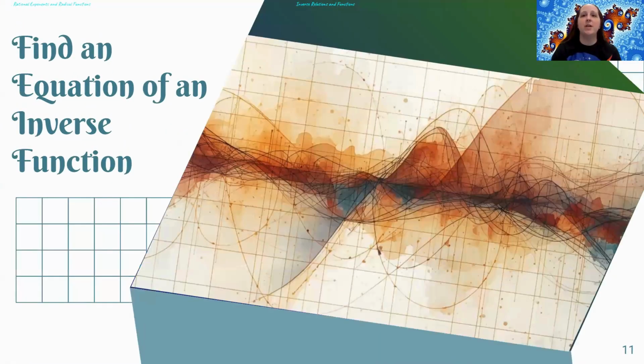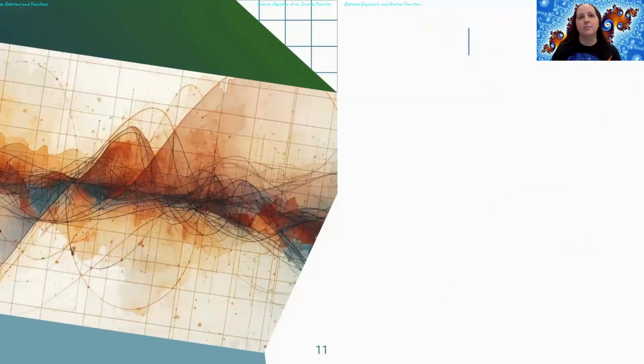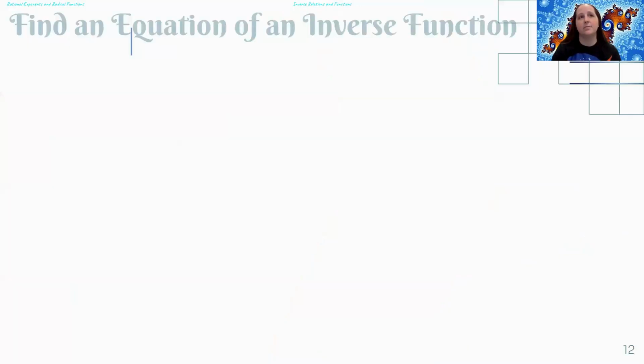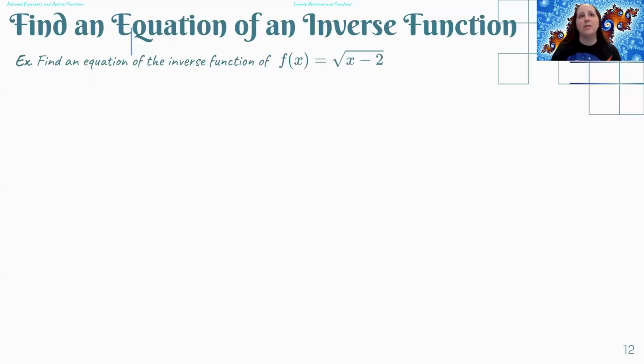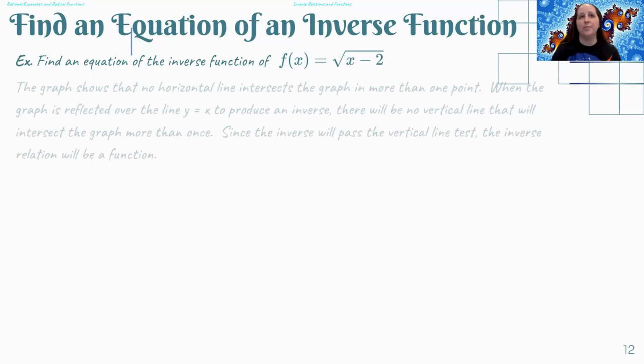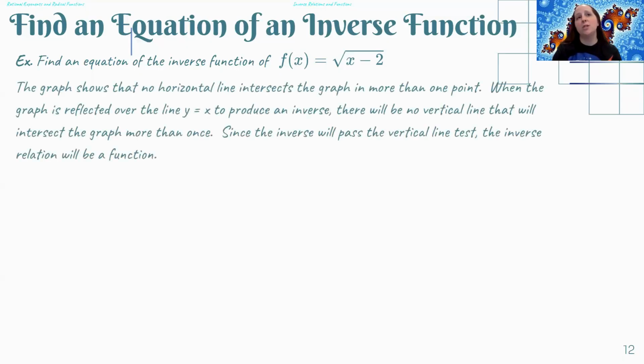Find an equation of an inverse function. Find an equation of the inverse function of f of x equals the square root of x minus 2. The graph shows that no horizontal line intersects the graph in more than one point. When the graph is reflected over the line y equals x to produce an inverse, there will be no vertical line that will intersect the graph more than once. Since the inverse will pass the vertical line test, the inverse relation will be a function.